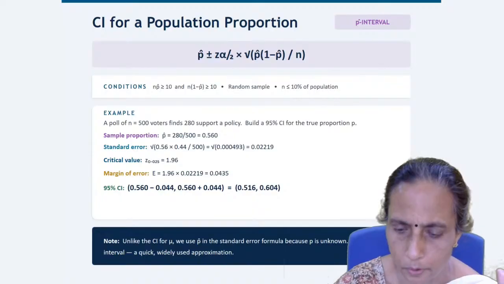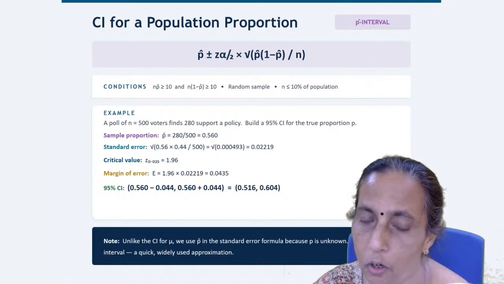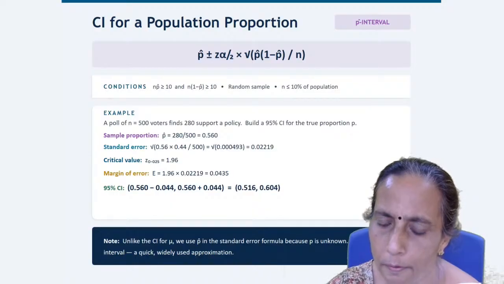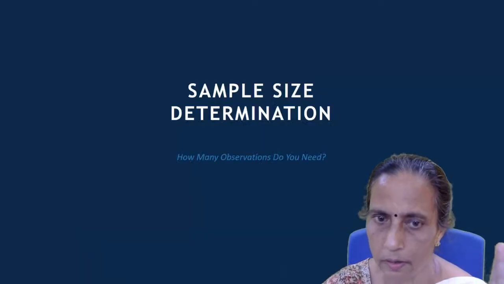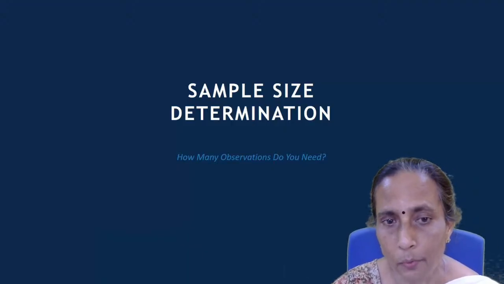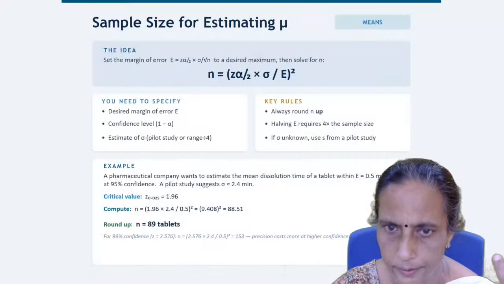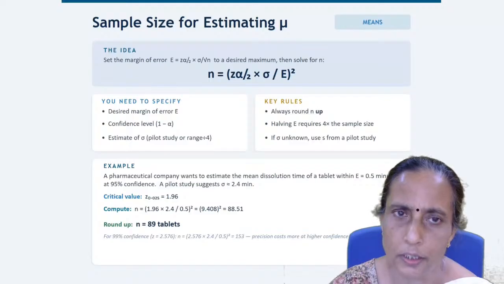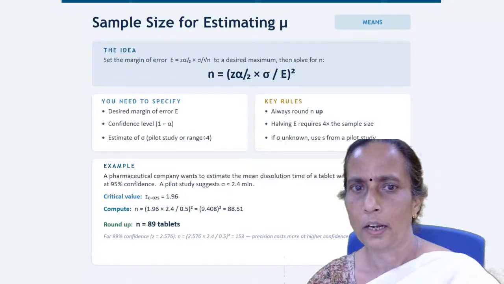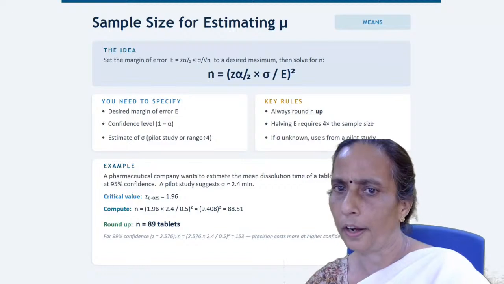Unlike the confidence interval for a population mean, use the p cap in the standard error formula because p is unknown. This is the Wald interval, a quick, widely used approximation. Okay, so next is how can we determine the sample size? How many observations do we need? The sample size for estimating mu: the idea is to set a margin of error E equal to a desired maximum, then solve for n.